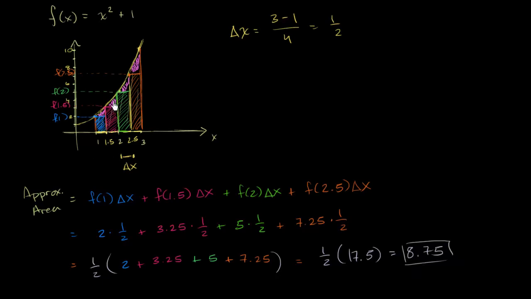Which, once again, gives us an approximation. And clearly, the way I've drawn it right over here, for the function we're using, it's going to be an underestimate because we've given up all of that pink area that I had colored in before. It's an underestimate, but it's an approximation of the area under the curve.